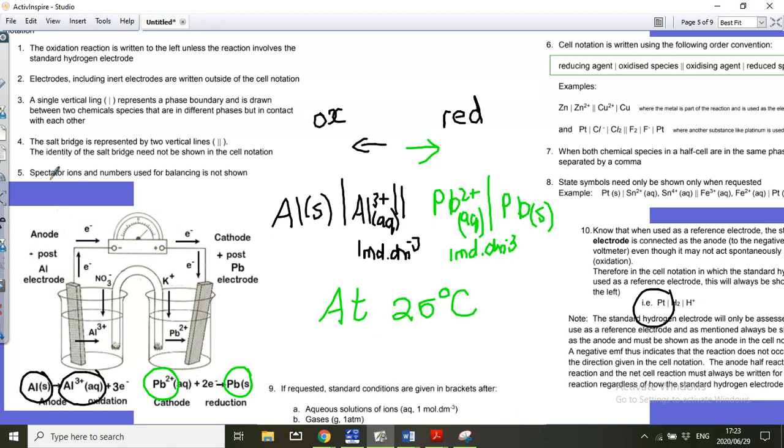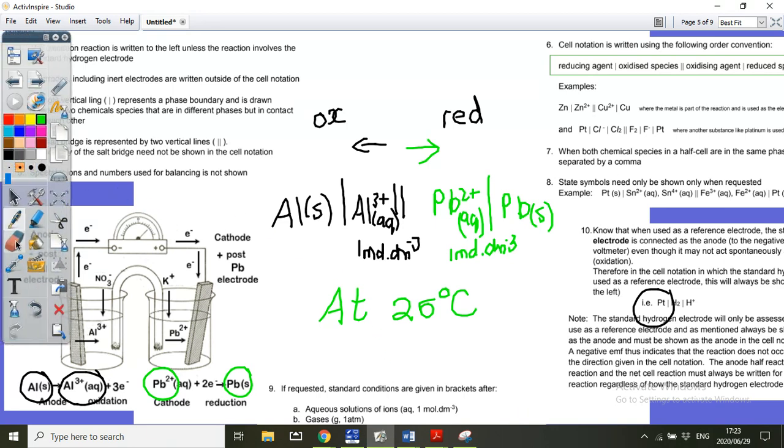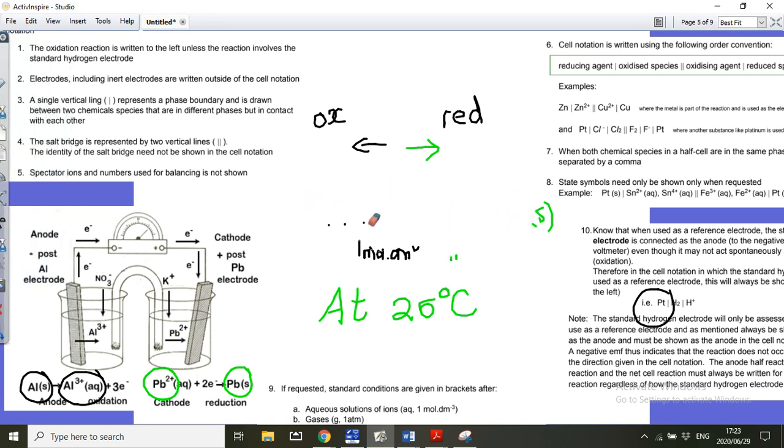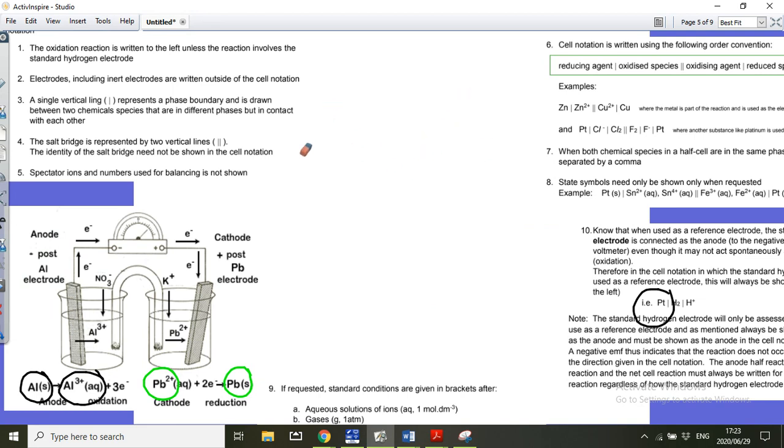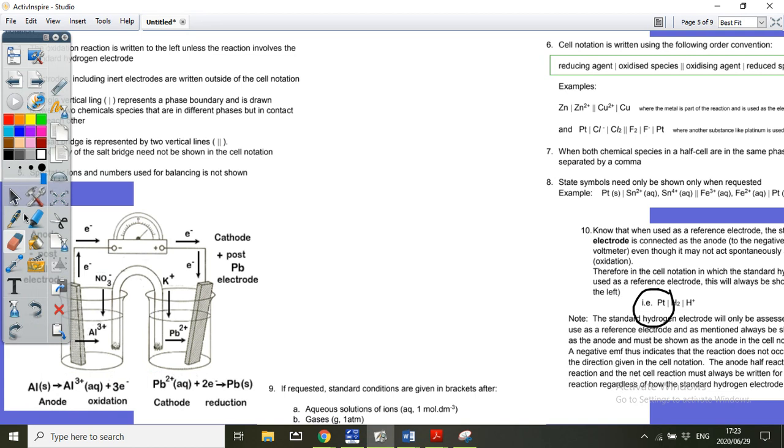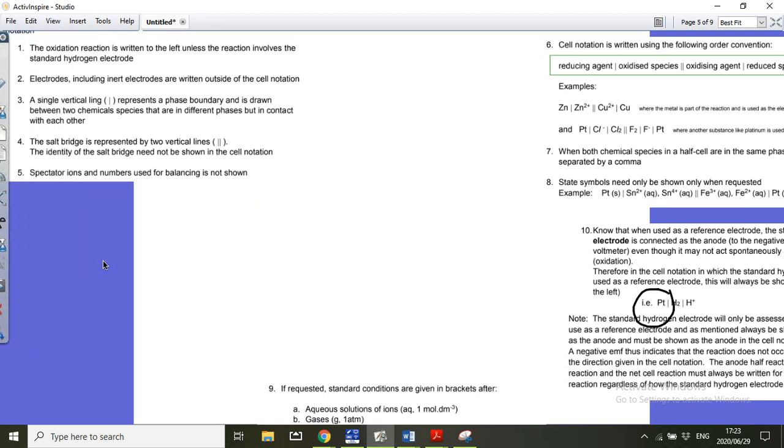And that is how we write this standard cell notation. So please, if they ask you for cell notation, don't go and write a chemical equation. A chemical equation has this plus this arrow forms this. And that is not what they're asking for if they ask for the standard cell notation. So please don't go and do that.